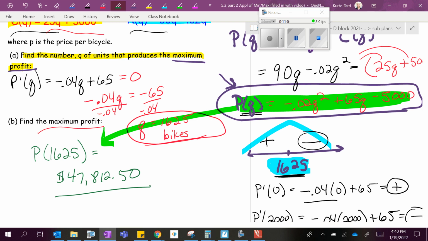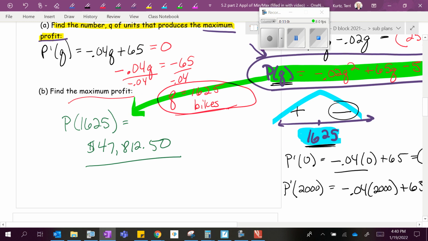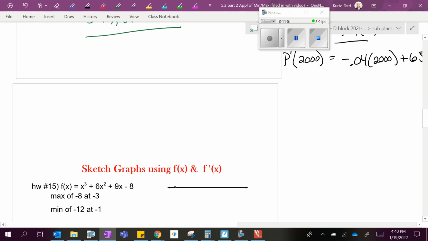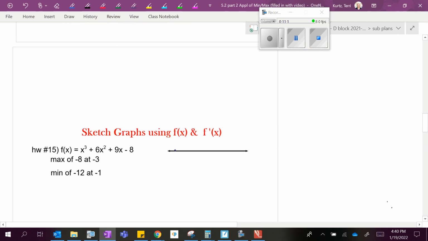Okay, so I've got a couple of those for you for your homework. Again, pretty straightforward. Polynomials, not anything really fancy. Okay.